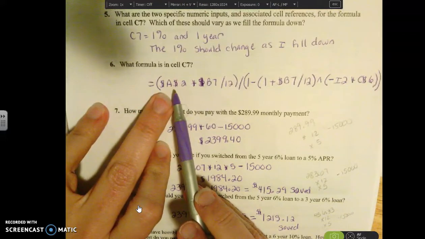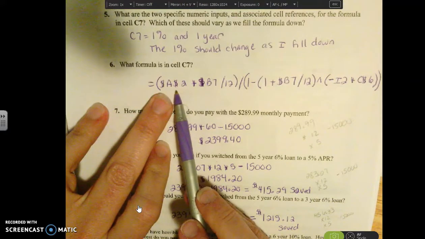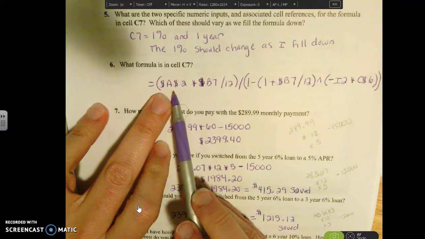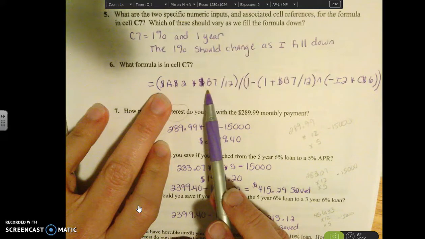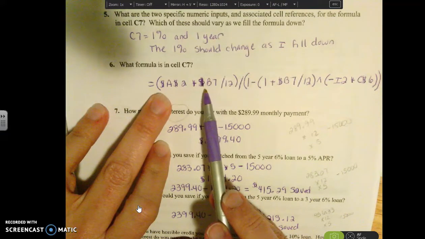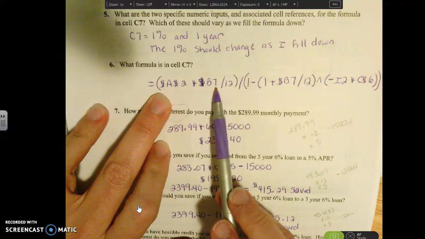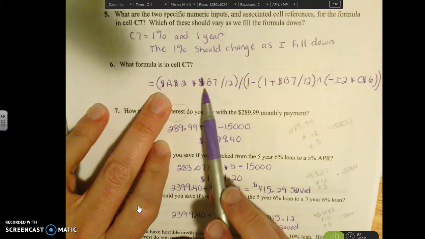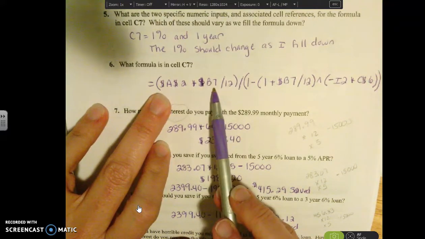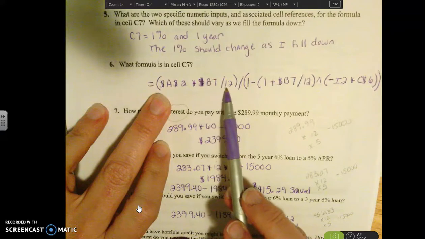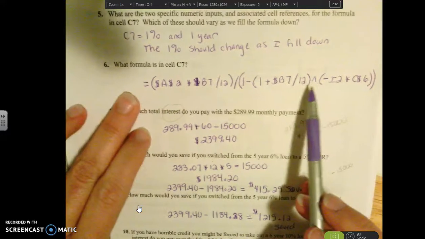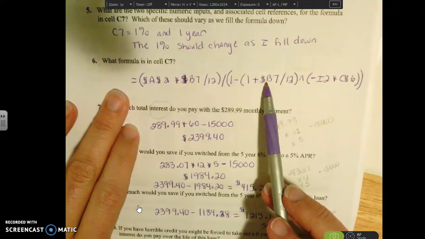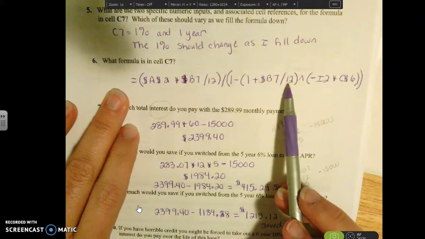So they said, what formula would you type in the C cell? Well, remember how we talked about the principal, the amount of the loan, is a constant. It never changes, so that A2 should not change. The annual percentage rate is going to change. So the B value should stay the same, but the 7 should change as I fill it down. The 12 is not going to change, and so everywhere that I put B7, I'm going to put the referencing around the B, so it's a mixed cell reference.